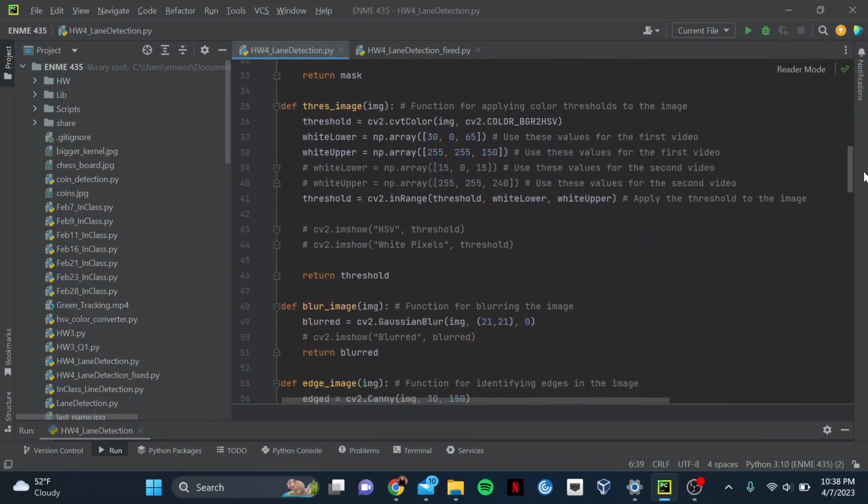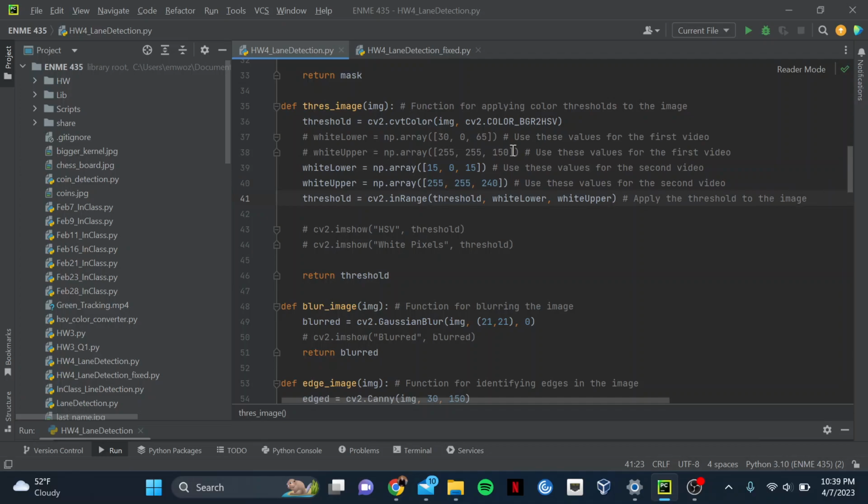So in order to remedy this issue, I created two new thresholds for both white lower and white upper that are only to be used for the second video. So go ahead and comment out the first video's thresholds and bring in the second two.